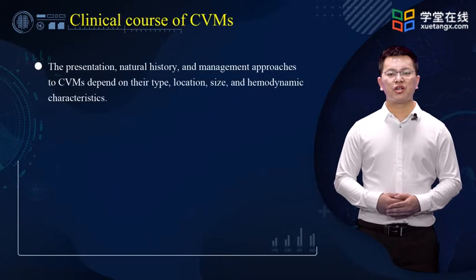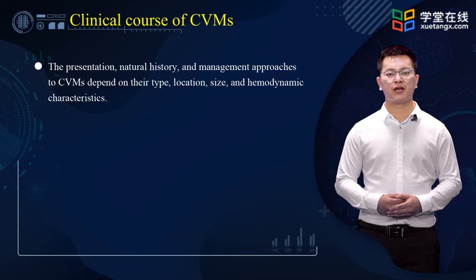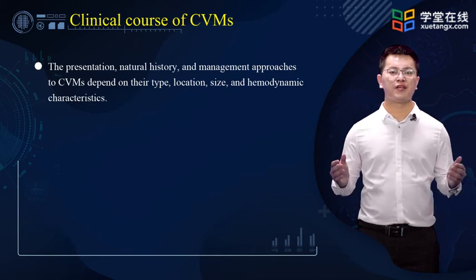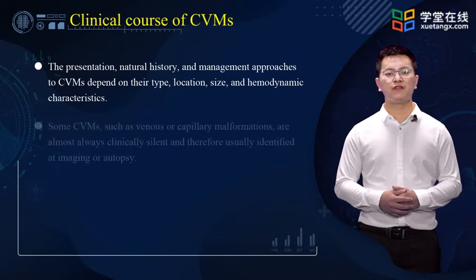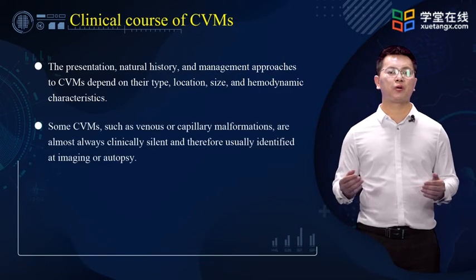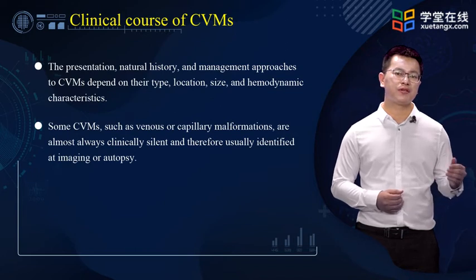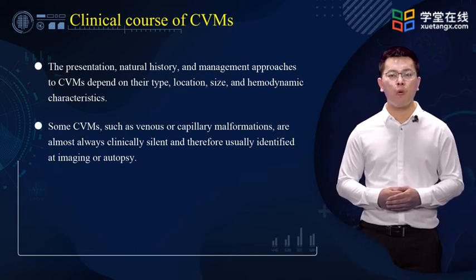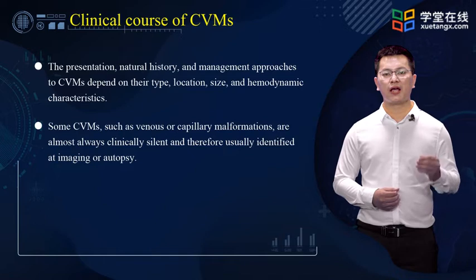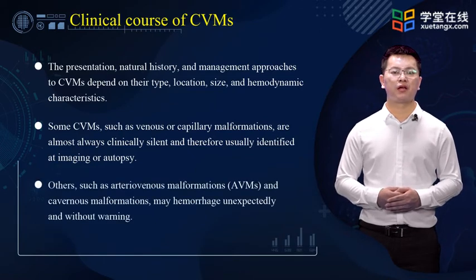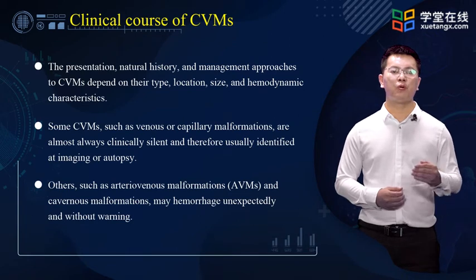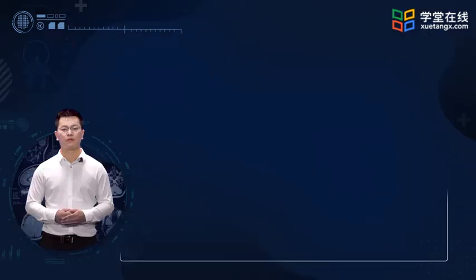The presentation, natural history, and management approaches to CVMs depend on their type, location, size, and hemodynamic characteristics. Some CVMs, such as venous and capillary malformations, are almost always clinically silent and therefore usually identified on imaging or autopsy. Others, such as AVM and cavernous malformations, may hemorrhage unexpectedly.